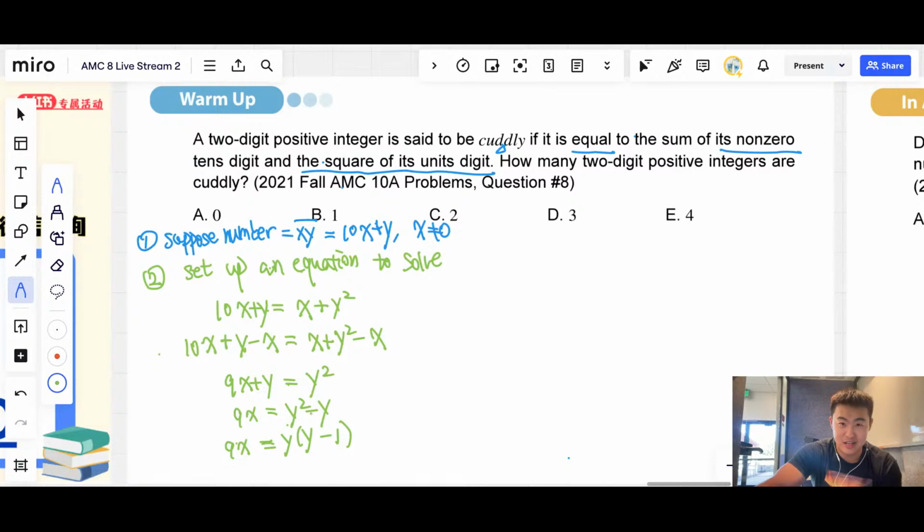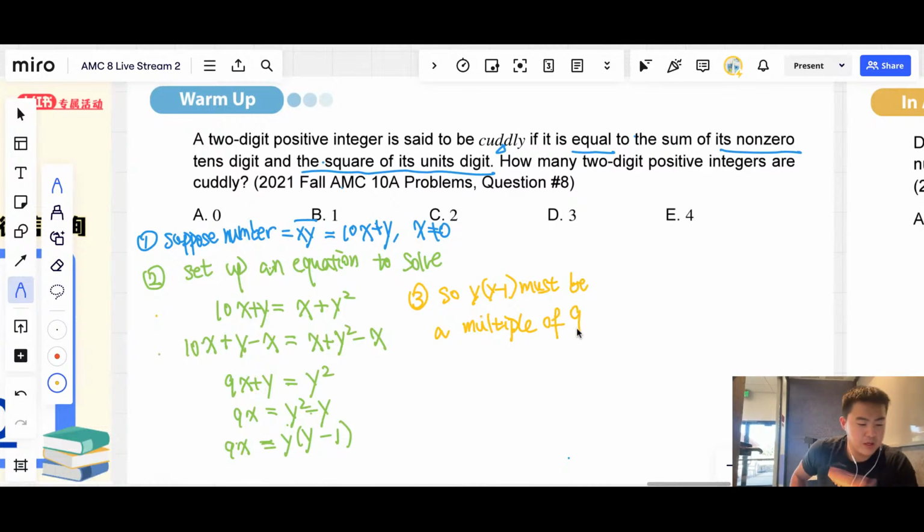And x is what? x is a positive single-digit number. What can you learn from this? You can conclude that y times the difference of y minus 1 is a multiple of 9. It can be divided perfectly by the number 9. Let's put this into a mathematical expression. The product y times the difference of y minus 1 must be a multiple of 9, directly from the result of our equation. Multiple of 9. Cool.